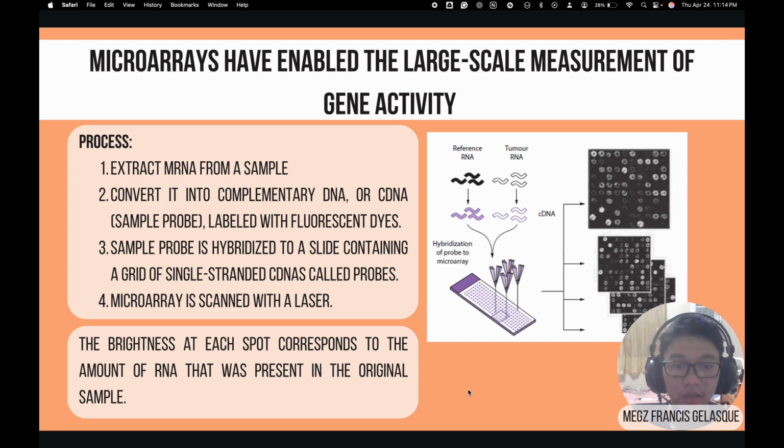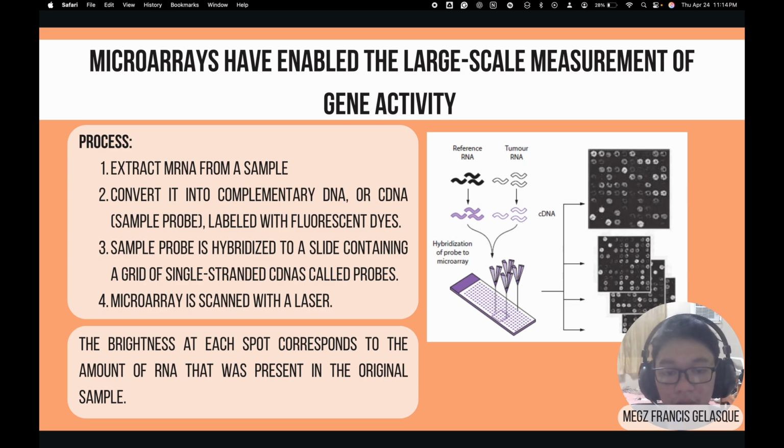Here's how it works. We extract mRNA from a sample, like a tumor or healthy tissue, and convert it into complementary DNA, or cDNA, labeled with fluorescent dyes. In this diagram, we use dark purple for reference and light purple for the tumor. This labeled cDNA, known as a sample probe, is then hybridized to a slide containing a grid of single-stranded cDNAs called probes. After hybridization, the microarray is scanned with a laser.